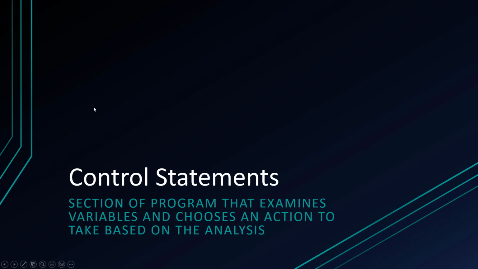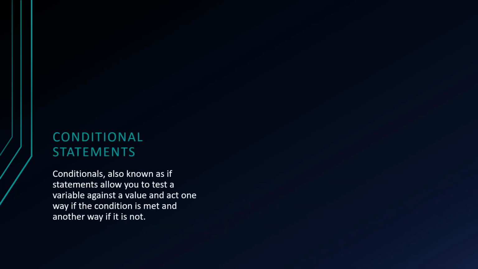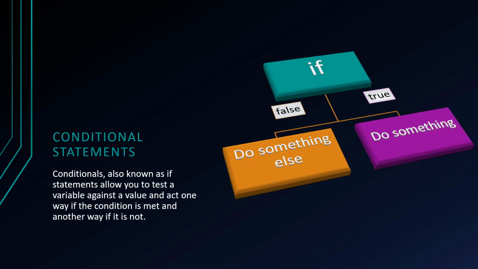Another important concept in programming are control statements, and let's take a look at what those mean. Conditional statements, also known as if statements, allow us to test a variable against a value and act one way if the condition is met and another way if it is not met. So if some condition is true, it does one thing. If it's not true, it does something else.